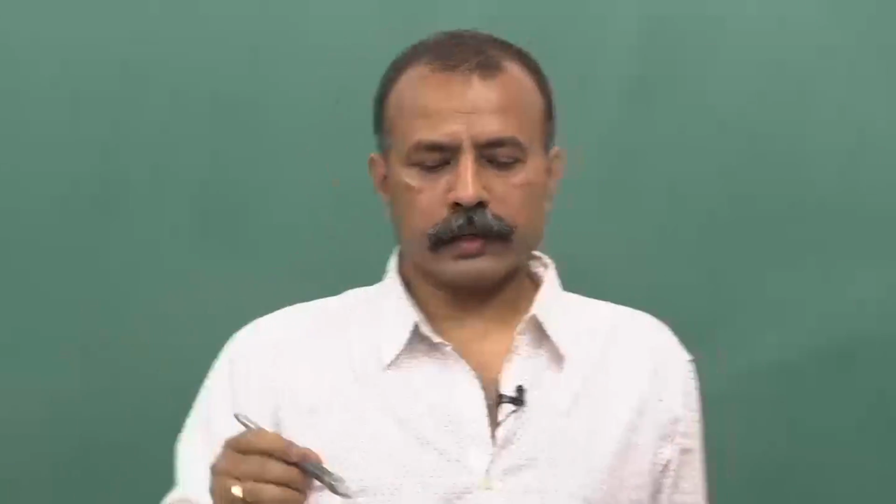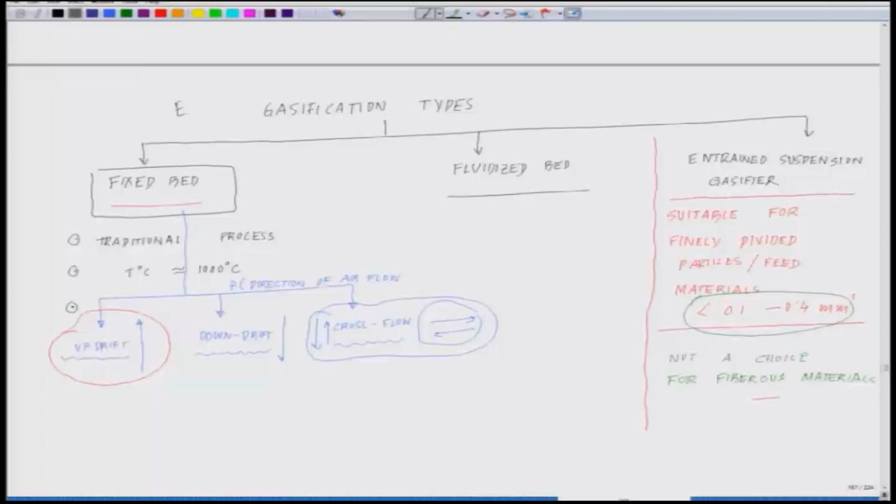So, if you recollect, in the last class we talked about the fixed bed, and within the fixed bed we talked about the three different types: updraft, downdraft and cross flow. And previously we have covered the updraft. So, today what we will do, we will talk about the downdraft design and the cross flow design.